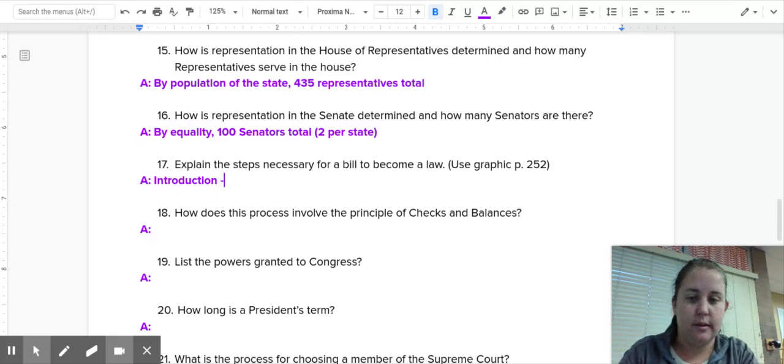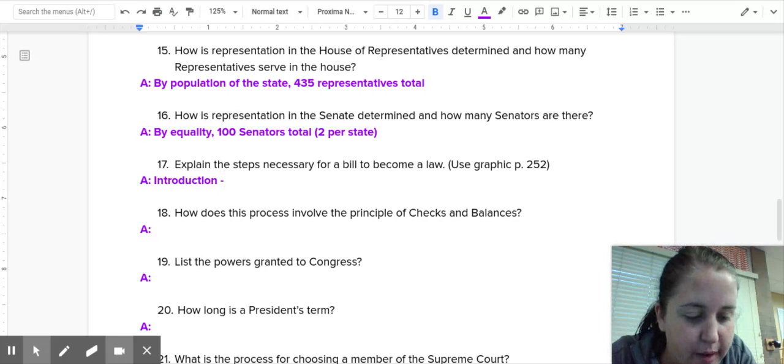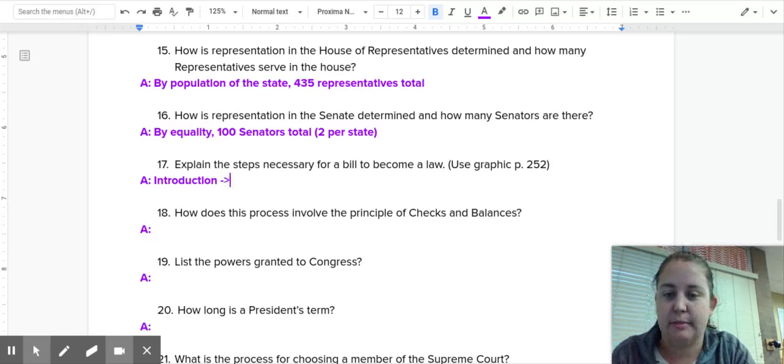Then, let me see. I'm going to try to make a little arrow. How do I make an arrow? I don't know how to make an arrow. I guess maybe like this.